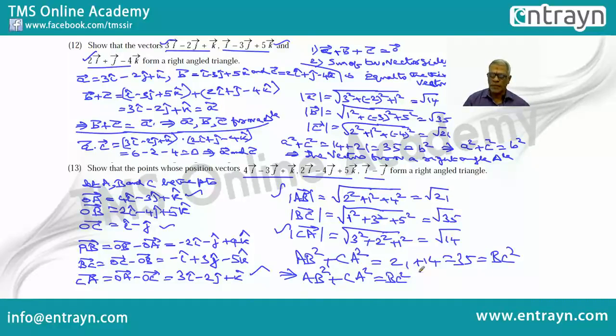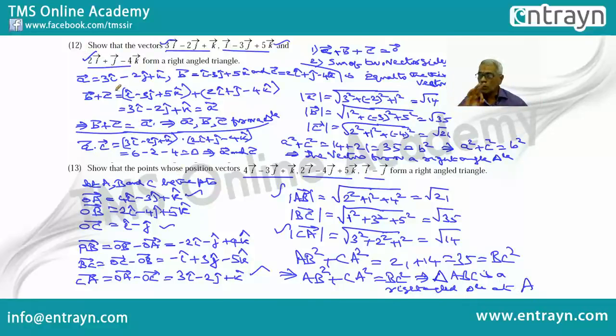Therefore, triangle ABC is a right angle triangle at what, sir? A. Therefore, triangle ABC is a right angled triangle at B, sorry, at A. AB square plus CA square is equal to BC square. Therefore, triangle ABC is a right angled triangle at what, sir? A.